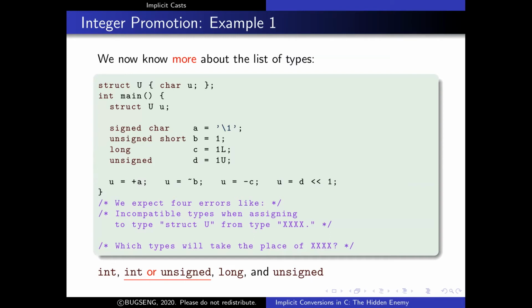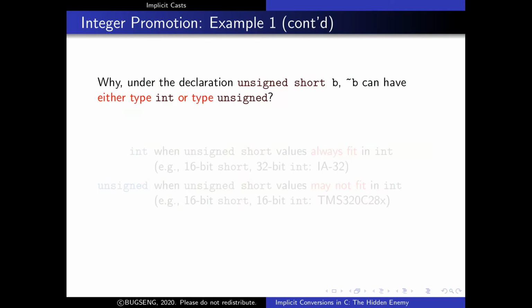D is unsigned, so the rank is not less than the rank of int. It is actually equal, so no integer promotion again. And the type of D shifted left by one position is unsigned. So let us look at the problematic case.